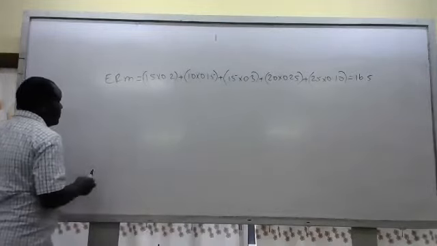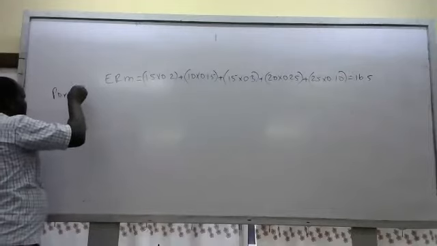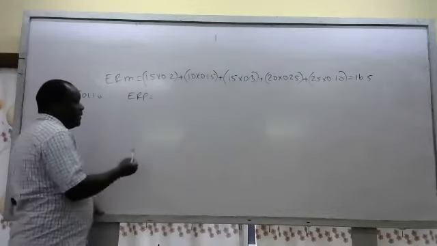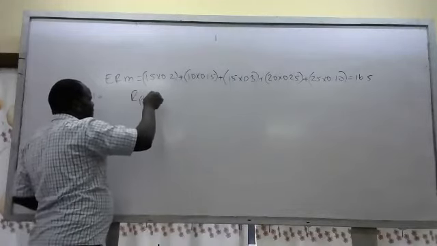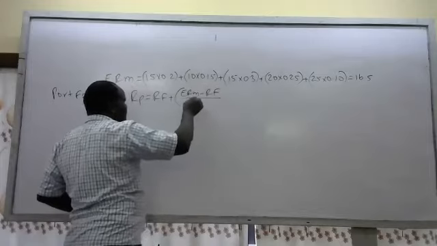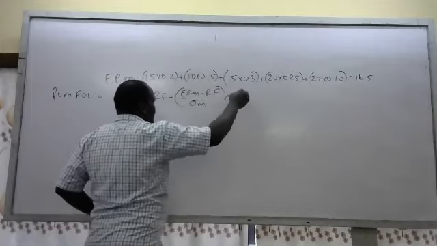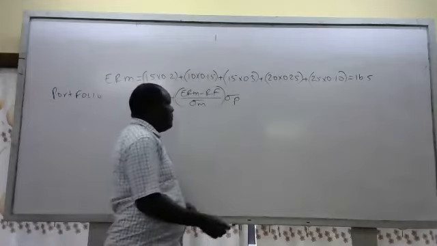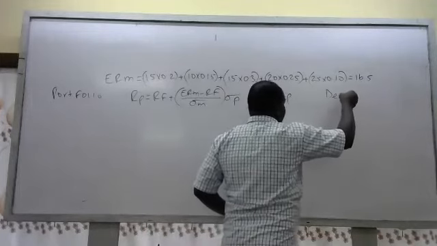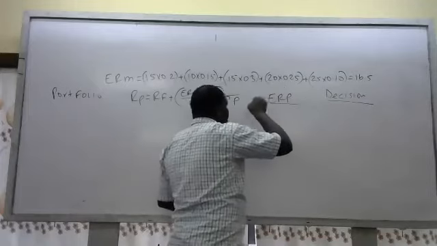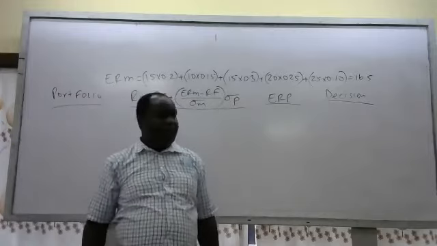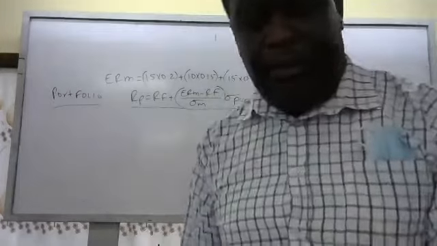We just arranged it like the other question, where you will be adding the return of the portfolio, the risk-free rate, then the expected return for the market minus the risk-free rate. You start with the expected return of the portfolio, then we should be able to make the decision on the basis of that.